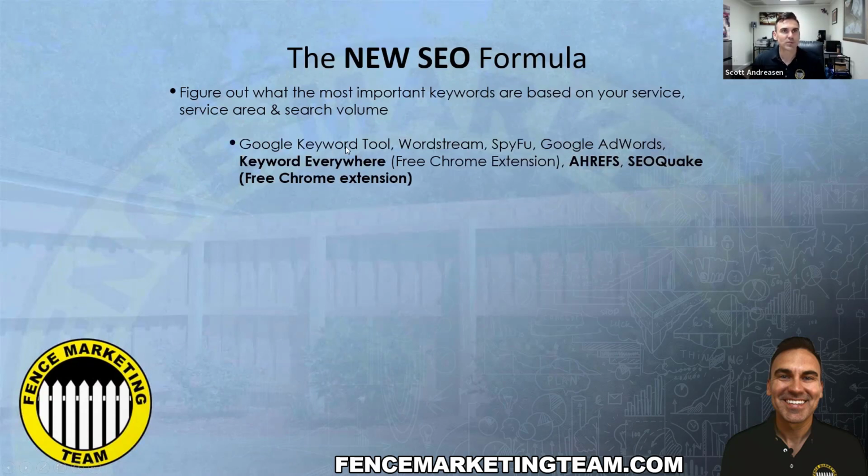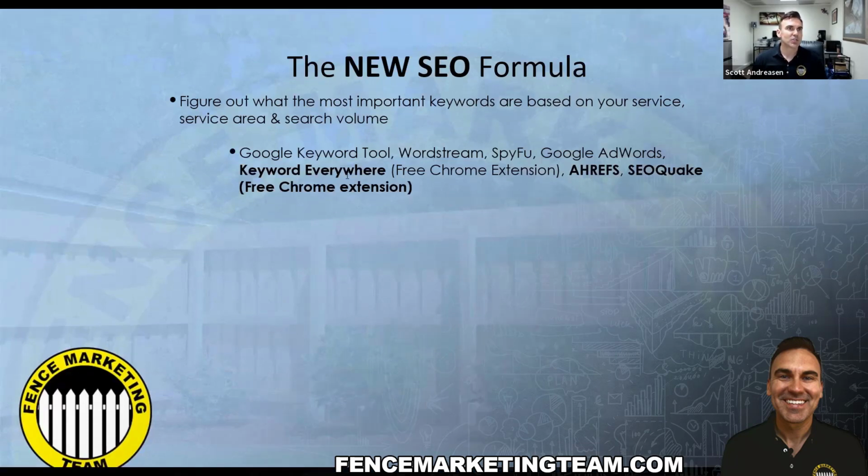Here are some tools: WordStream, SpyFu, Google AdWords, Keywords Everywhere, which is a free Chrome extension, Ahrefs, SEO Quake, which is also a free Chrome extension. So let me give you an example of how we would find some good keywords for you that get search volume, and do that quickly, okay? So if we type in fence companies near me.